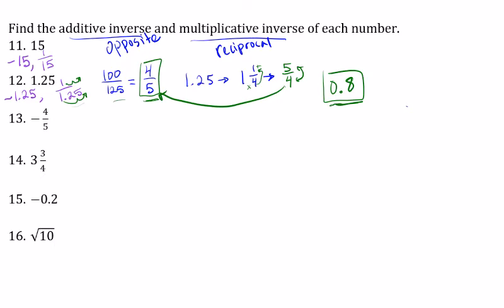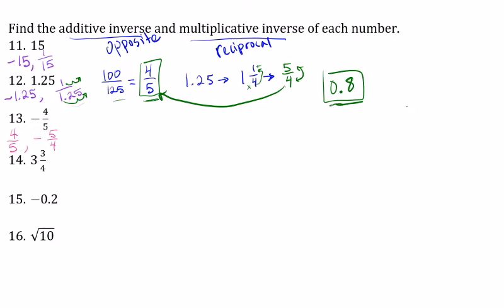Number 13, the additive inverse of negative 4/5 is just positive 4/5. Okay, and then the multiplicative inverse is the reciprocal, so that would be negative 5/4. Okay, so when you find the reciprocal, you don't change the sign, you just flip it.